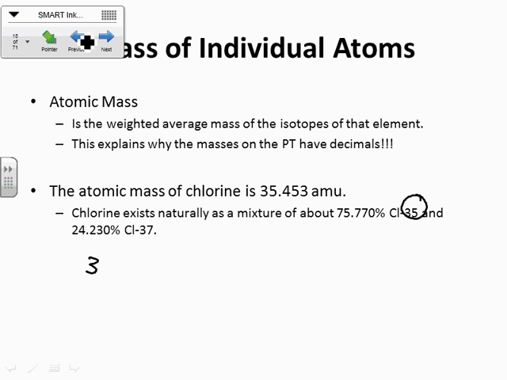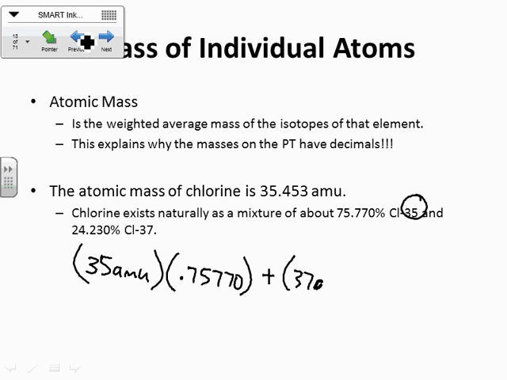So what we can do here is take 35 AMU times the percentage, which, just like I did in my calculation before, we're going to change to a decimal: 0.75770. A lot of sig figs there. Then we're going to add that to the chlorine 37, which is 37 AMU, times 0.24230.